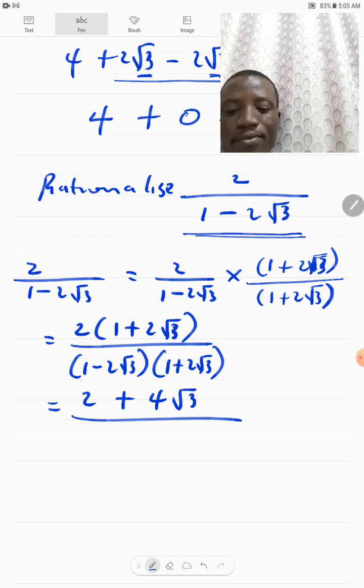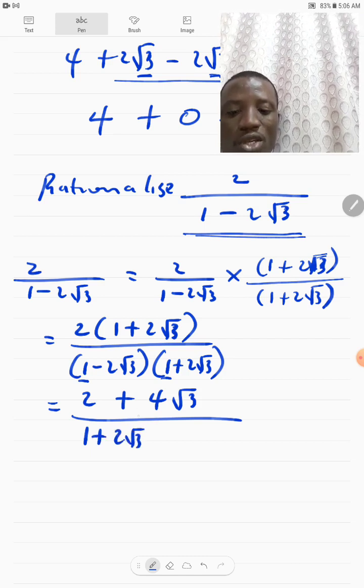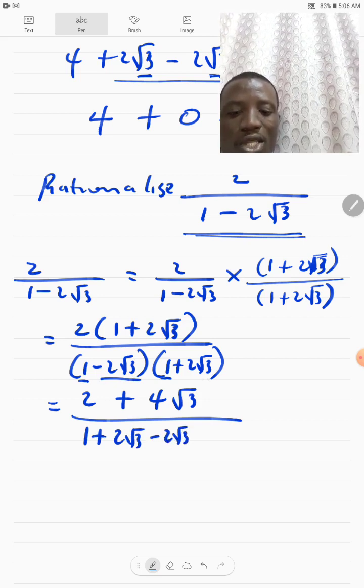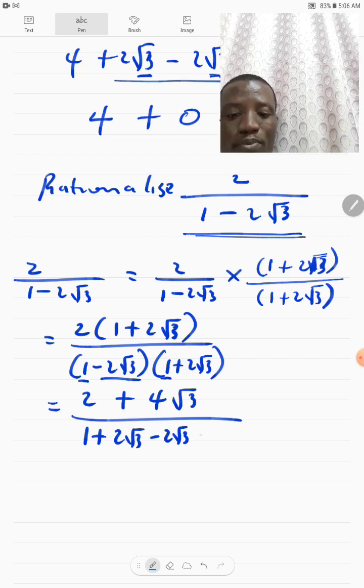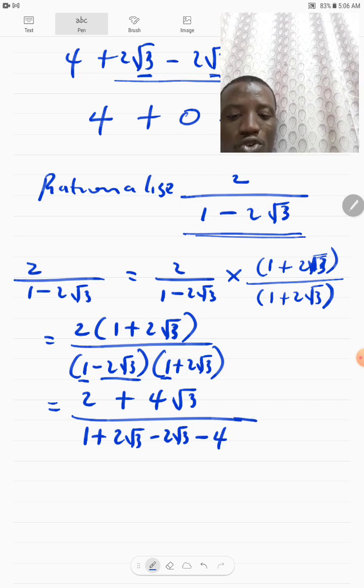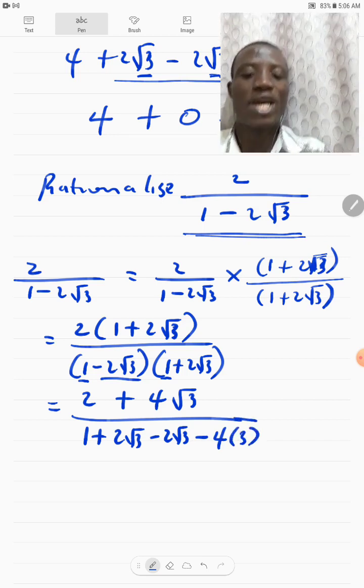All right, and then we are here now. We want to expand the denominator. 1 times 1 will give us 1, times 2 root 3, that will be 2 root 3, minus 2 root 3 times 1 will give us minus 2 root 3. Minus 2 root 3 times minus 2 root 3, that will be minus 2 times 2 will be 4. Root 3 times root 3 will give me 3, because that will be square root of 9, and that will be what?